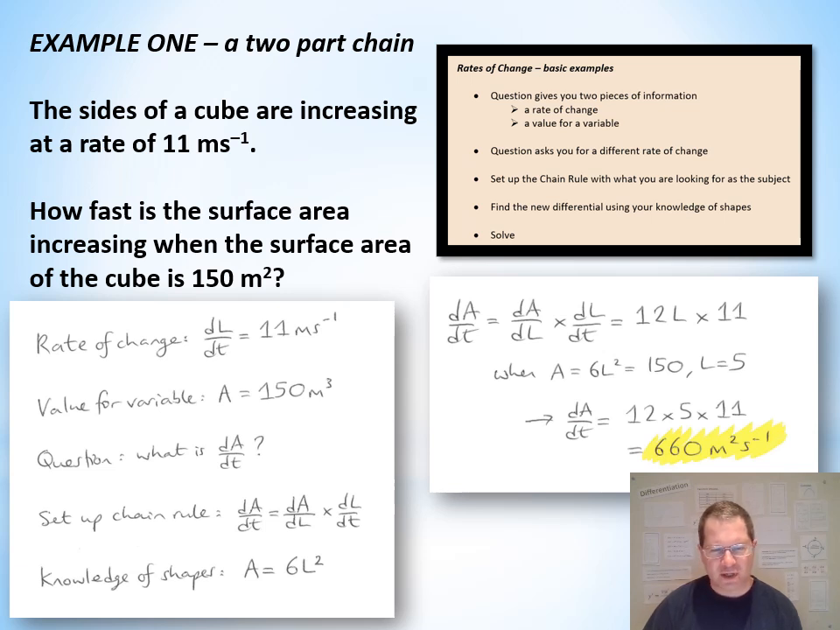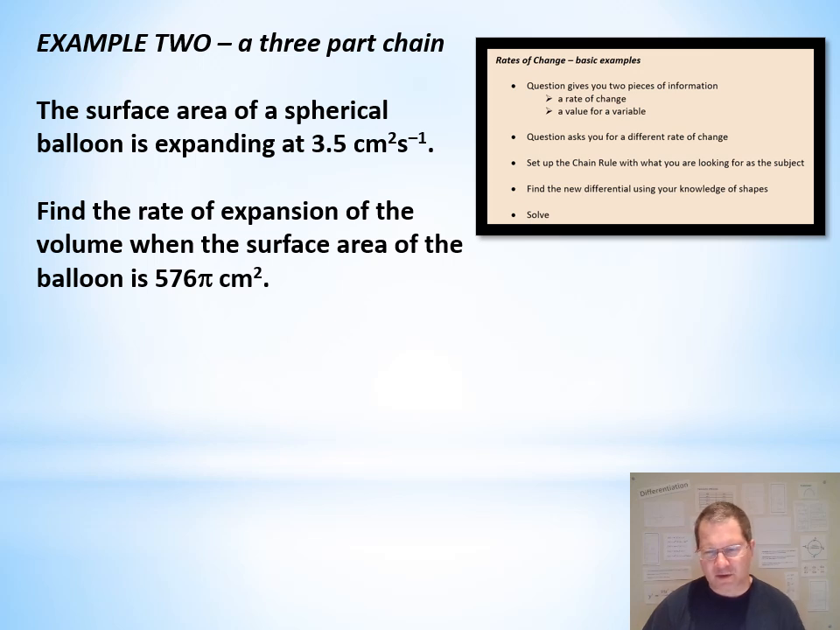Now, we've also been told that A equals 150. So on that basis, we want to work out what L is. So 6L squared is equal to 150. And dividing by 6 and square rooting, that means L equals 5. So each of the sides of the cube is 5 meters long. So dA by dt is 12L times 11, or 132L. Replacing the L with 5 gives us an answer of 660. And the units are meters squared per second, because we're talking about the rate of change of area. And the area was given in meters squared, and the time unit is per second.